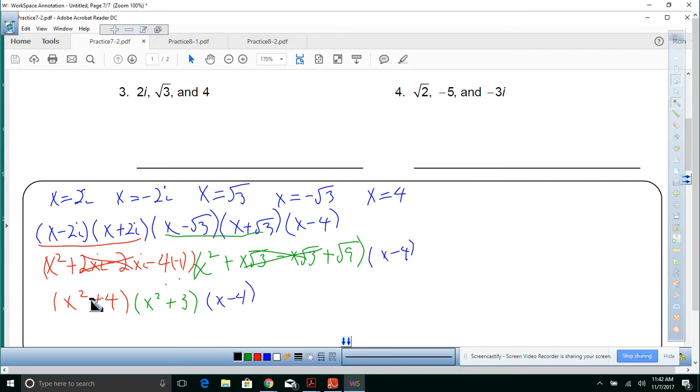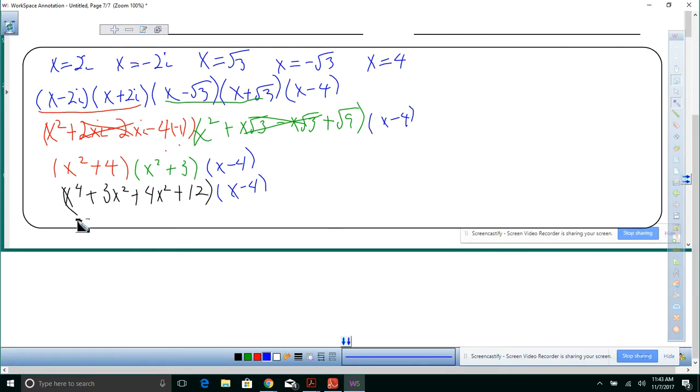Well, I'm going to do the first two. The first two, x squared times x squared is x to the 4th plus 3x squared, and then that would be plus 4x squared plus 12. And that's going to be times x minus 4. I want to combine here, and I've got x to the 4th, and then 3 and 4 is 7, x to the 4th plus 7x squared plus 12, and that's going to be times x minus 4.